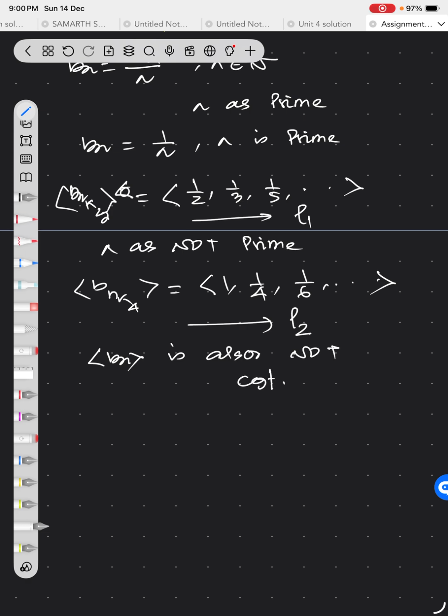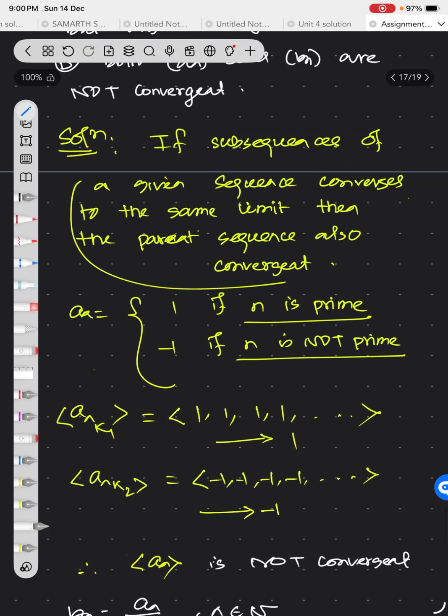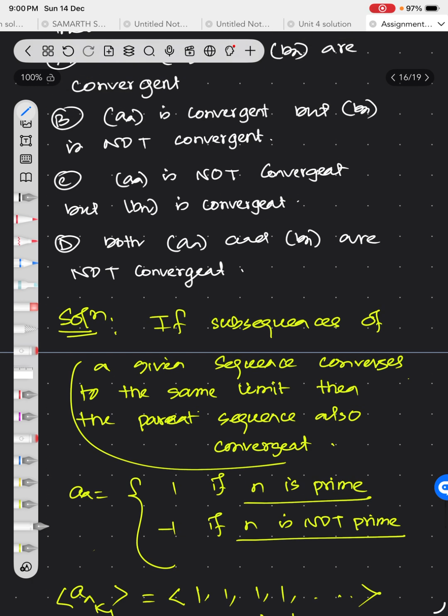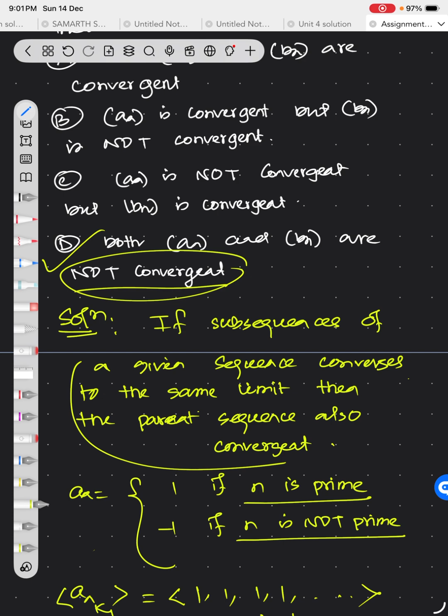So therefore, which one will be the correct option? Option D will be the correct option: both a_n and b_n are not convergent. Okay, so in this way you can solve this.